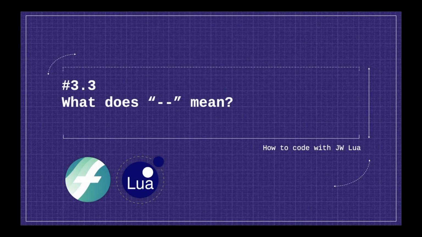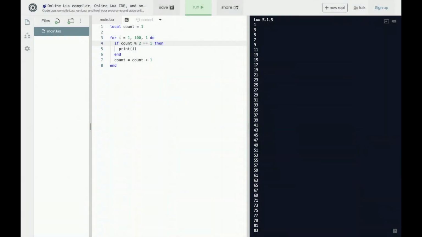So what does the dash dash I keep using mean in Lua? Well, the answer is actually quite simple. It is what's known as a comment. A comment in code is just a block of text or a piece of text that doesn't run. It's basically human readable only, and Lua will just literally skip over it.